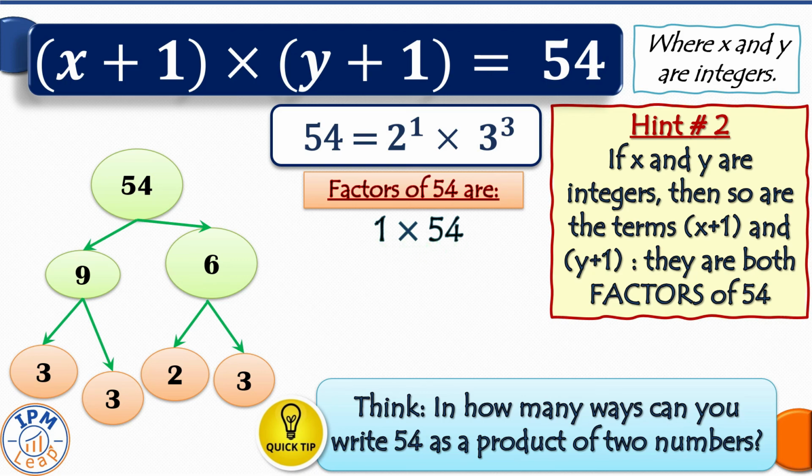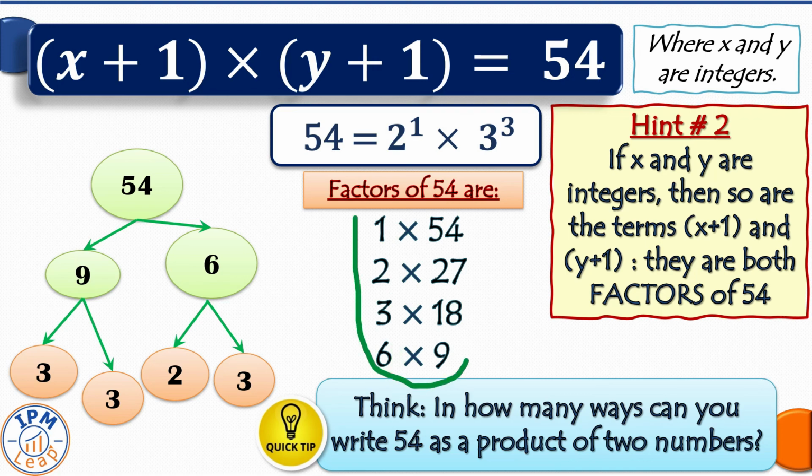The next factor: 54 is also equal to 2 into 27. 3 is the next factor. 54 is equal to 3 into 18. The next factor is 6. 54 is equal to 6 into 9. Beyond this point, the factors start repeating. So 54 has how many factors? 8 factors. And this is the list.